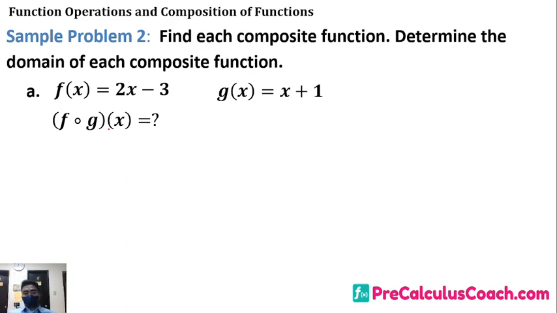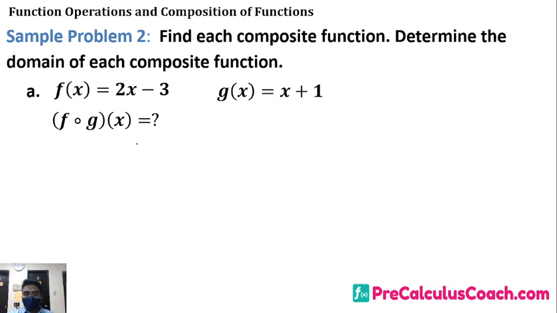Wherein f circle g, or f of g of x. This one, f of g of x. Instead of saying f of x, it should be f of g of x. Okay? So in this case, how are we going to deal with this one?